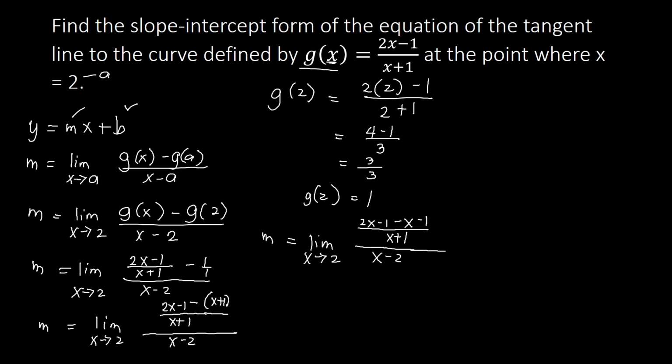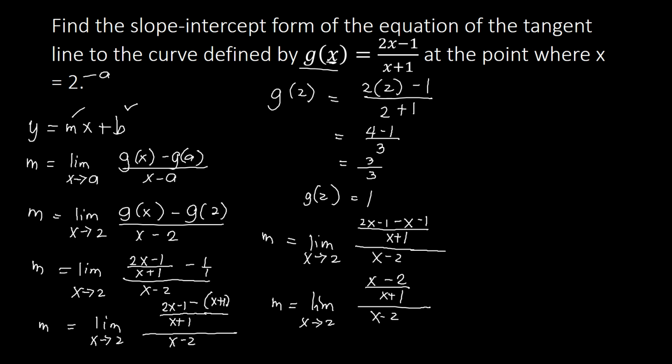So simplifying the numerator part, the slope here will be equal to the limit of 2x minus x, that will be an x. Negative 1 minus 1, that's a minus 2, over x plus 1 over x minus 2 as x approaches 2. So simplifying this one, because we still have a fraction within a fraction, we wish to have it as a single fraction.